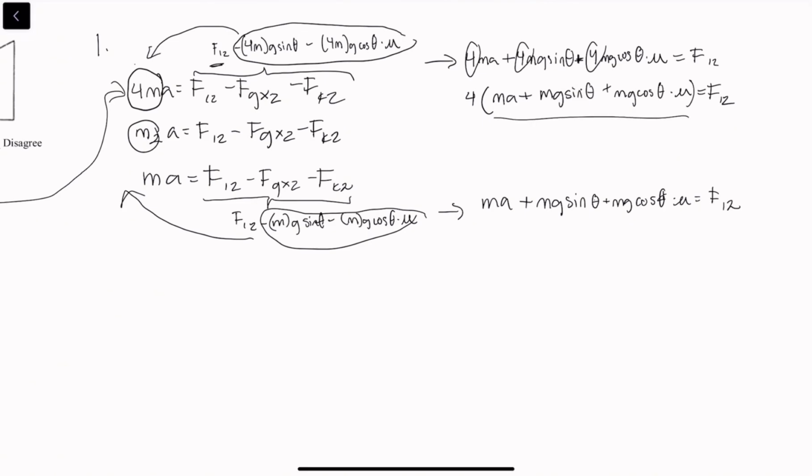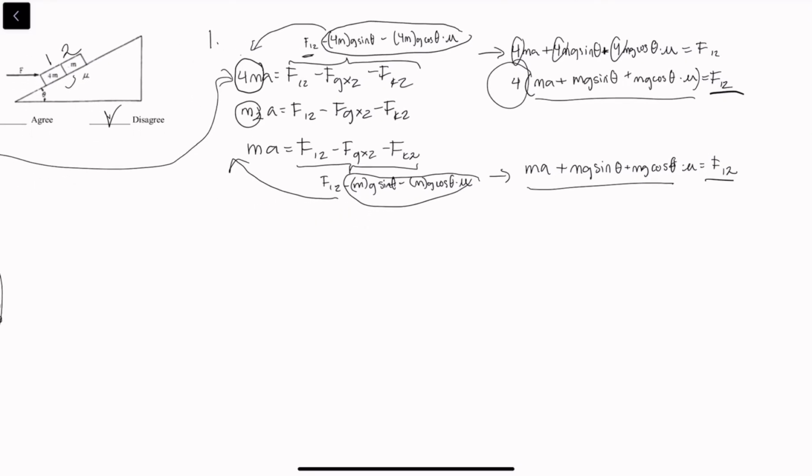So you'll see that this in the parentheses is the same as this, and we're solving for the same contact force. However, in the first scenario where 4M is the second block, the contact force will be 4 times the contact force of the second scenario when the blocks are switched.